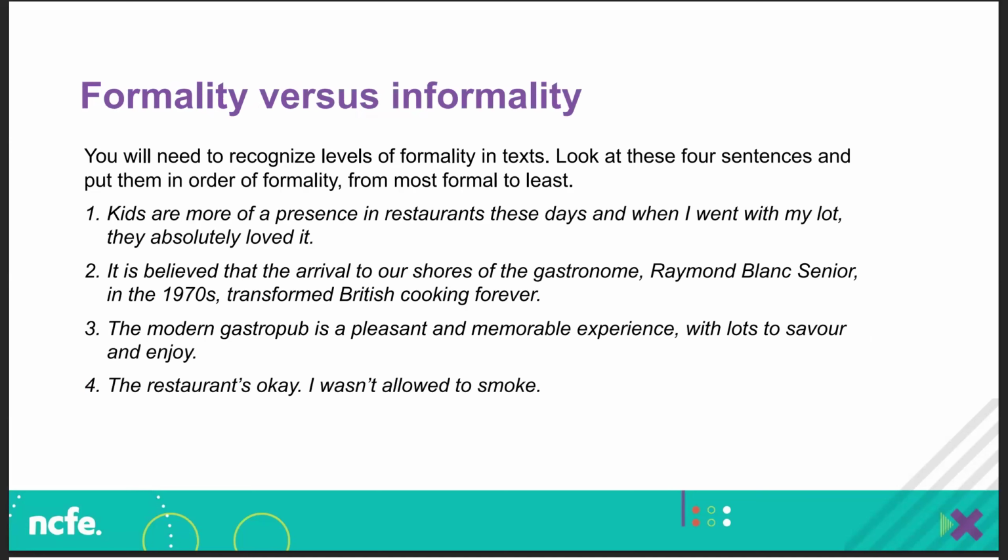Okay, let's look at this. So you'll need to recognize levels of formality in text. Look at these 4 sentences and put them in order of formality, from most formal to least formal. Okay, guys. So I'll leave it for a minute, and I just want you guys to order them, okay? Or just shout them out to me. If you can see anything you think is the most formal, the least formal, just shout it out, guys.